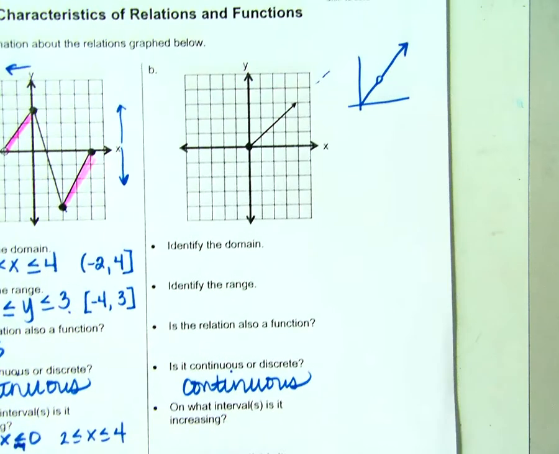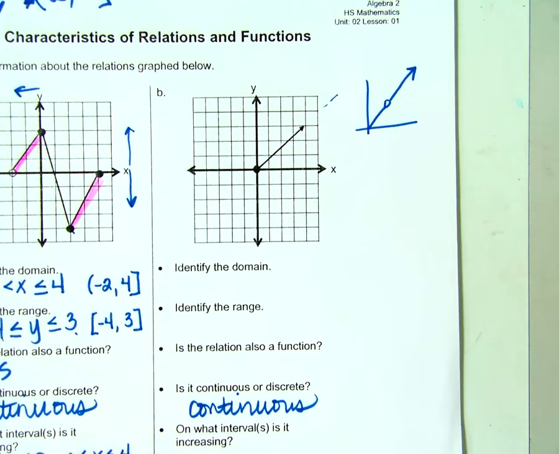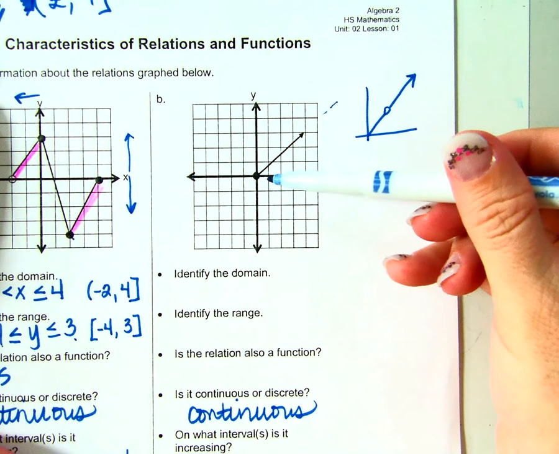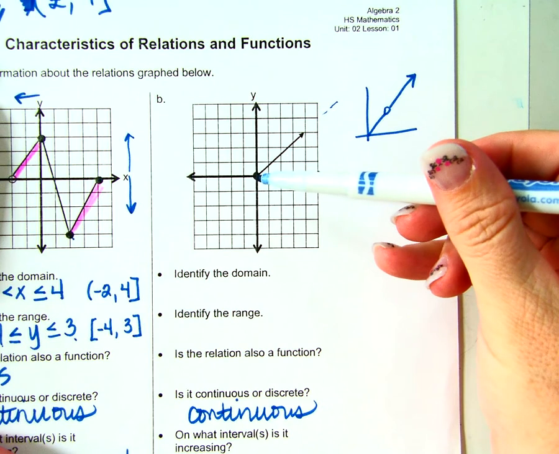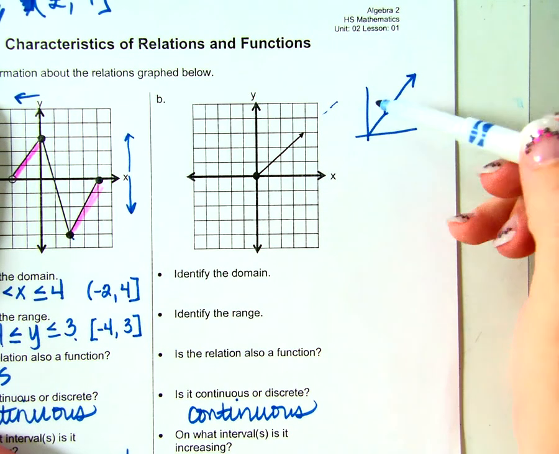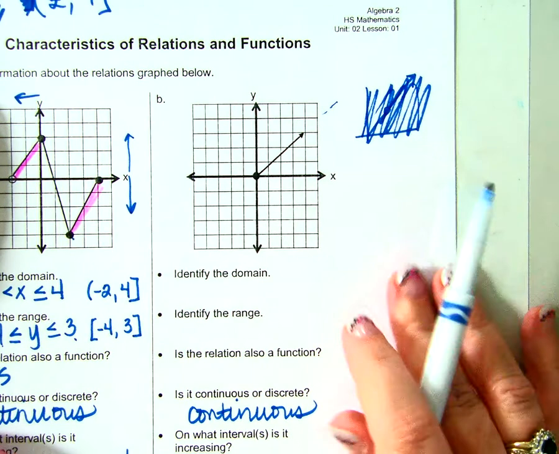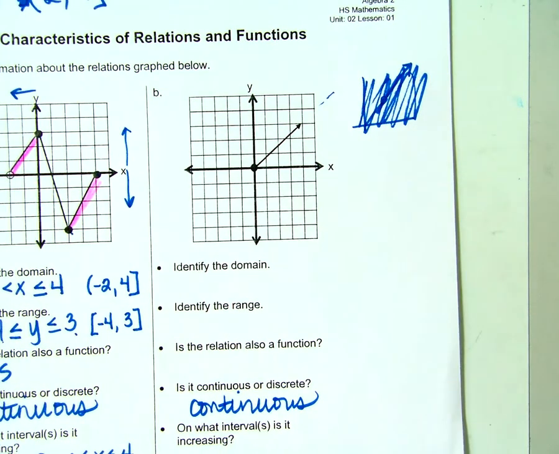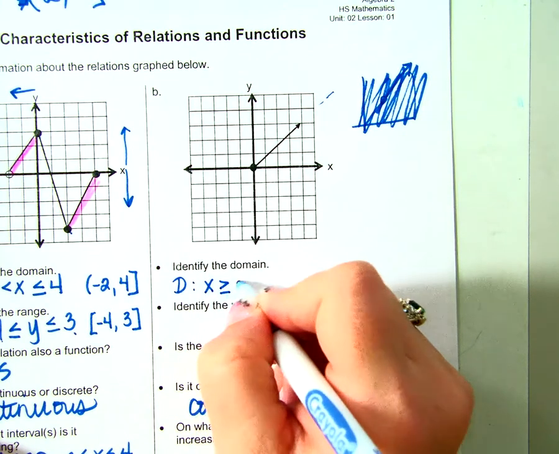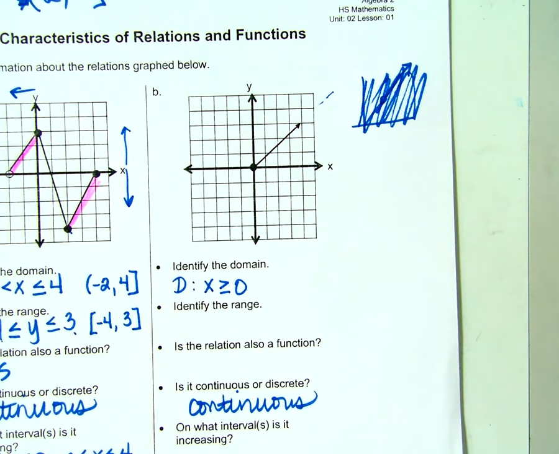Okay? Second part. What's the domain? How far to the left does it go? To 0. How far to the right does it go? To infinity, right? So we have to know how to write this two ways. The first way that we're going to write our domain is x is greater than or equal to 0. Isn't that what you told me? It starts at 0 and goes all the way?